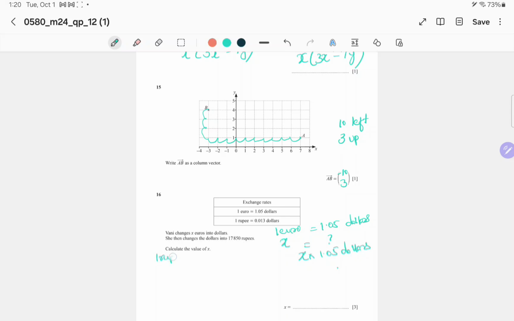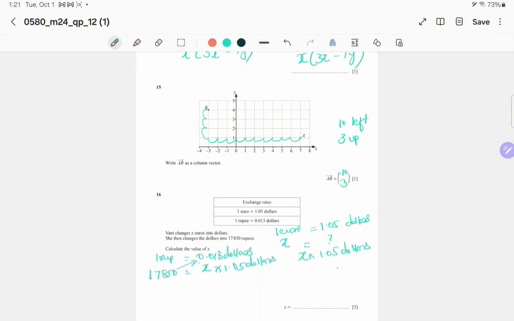So 1 rupee is equal to how much? $0.013. Okay, so she changes how many rupees? 17,850 she gets at the end by changing X into $1.05. Now we have to find out how many dollars.